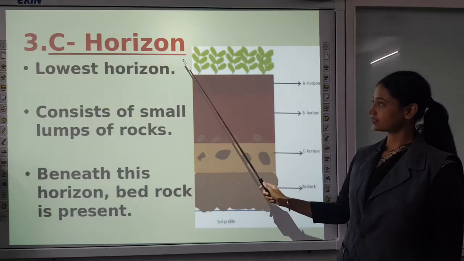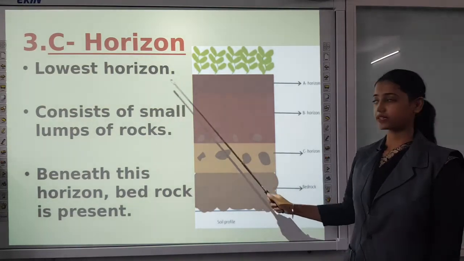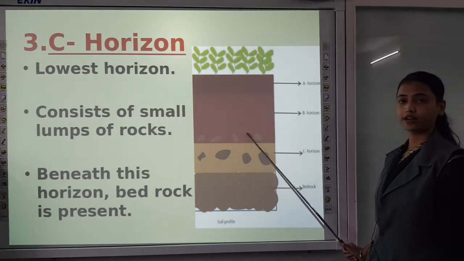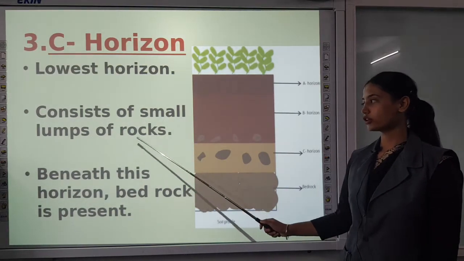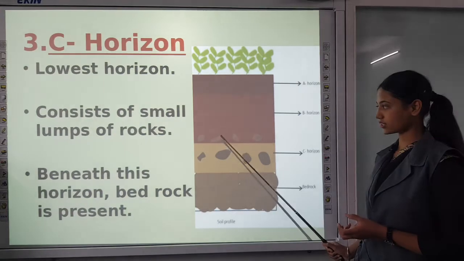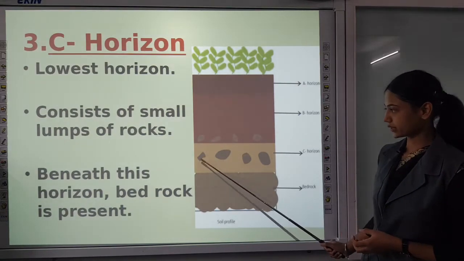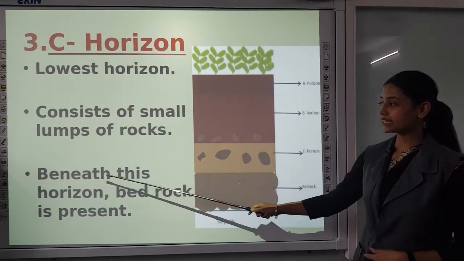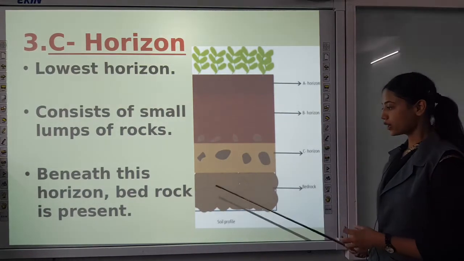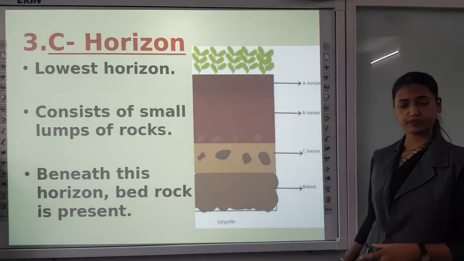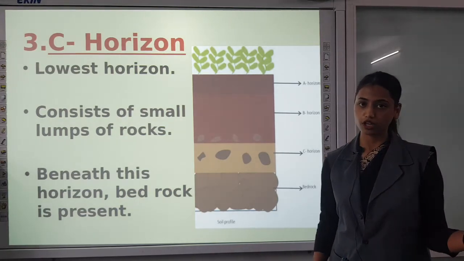Then C horizon, it is the lowest horizon because it is present beneath horizon B. It consists of small lumps of rocks, means small pieces of rocks are present in this horizon. Here you can see. And beneath this horizon, bedrock is present. Bedrock is the large pieces of rocks.